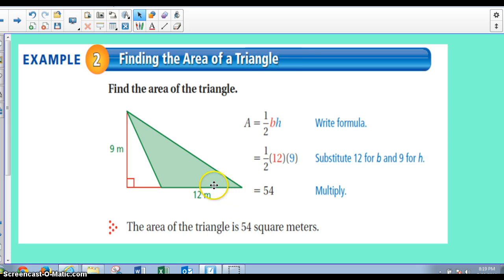So we can figure out the base because it says it's 12 meters. But then what we have to do is draw the line out and square it off from the top point. So you can take the top point, come down, and go over, and you have this imaginary second triangle. But if it's a square corner, then you know that this is the correct height. Once it's measured, it would be 9 meters. So you substitute numbers, 1/2, 12 times 9, and once you multiply, you'll get 54. And don't forget, square meters, or meters squared.